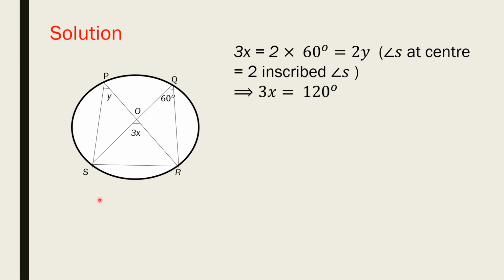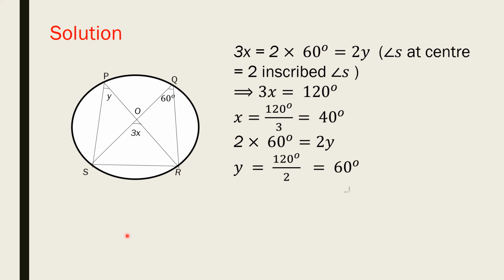Using this, we multiply by 2 and we have 120 degrees. Then make x the subject by dividing both sides by 3, and we have x equal to 40 degrees. And remember I said that y is equal to 60. So we have x plus y equal to 40 plus 60, which is 100.